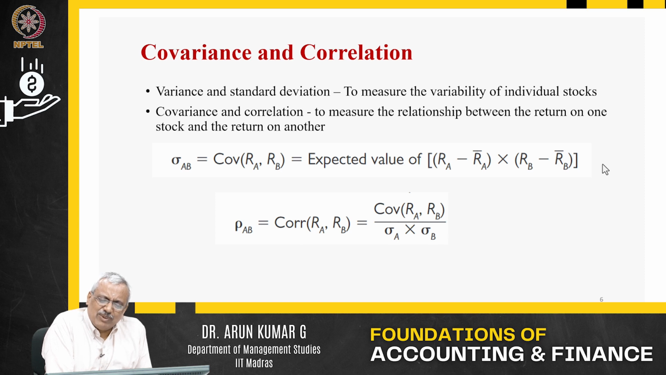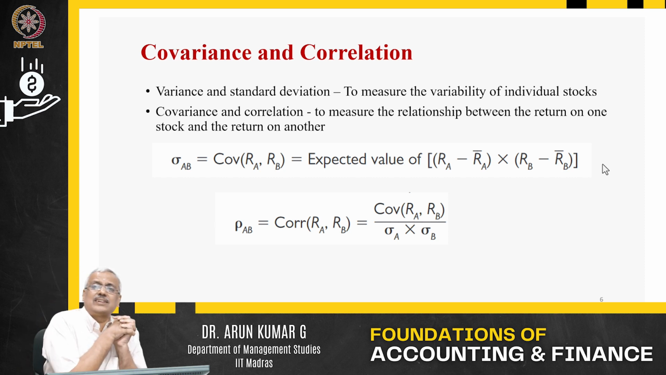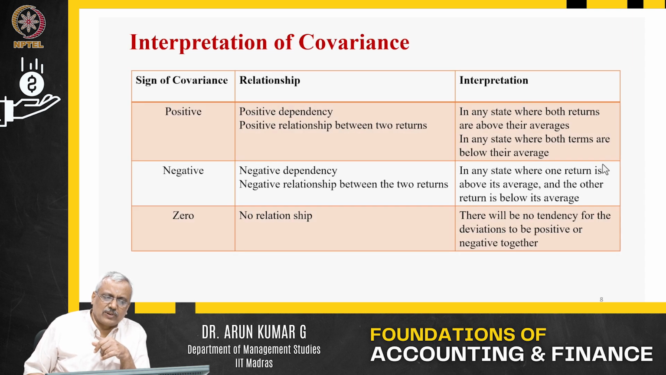Variance and standard deviation measure only the variability of the individual stock. Covariance and correlation measure the relationship between the returns of one stock and the returns of the other stock. That's all; that is what we call covariance and correlation. I have further explanation of covariance and correlation.